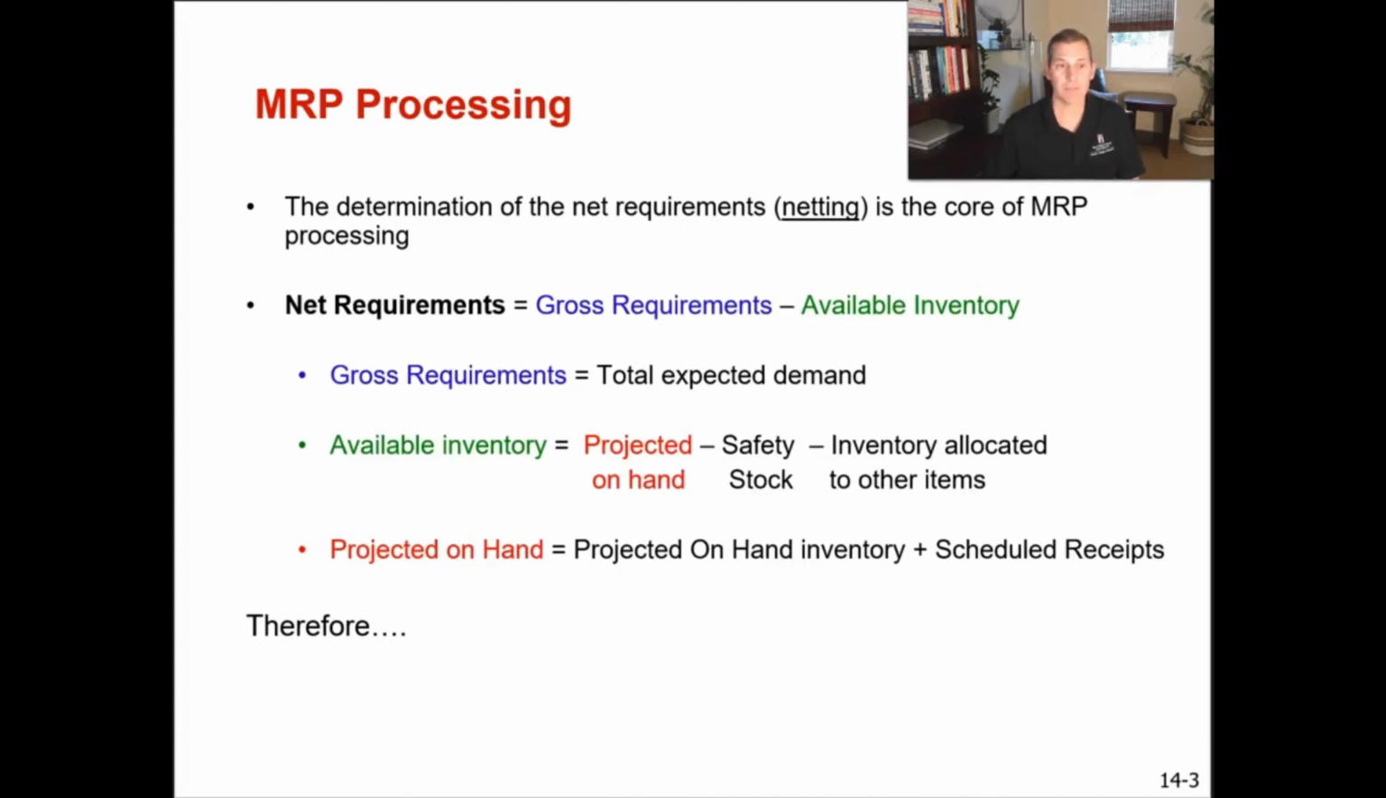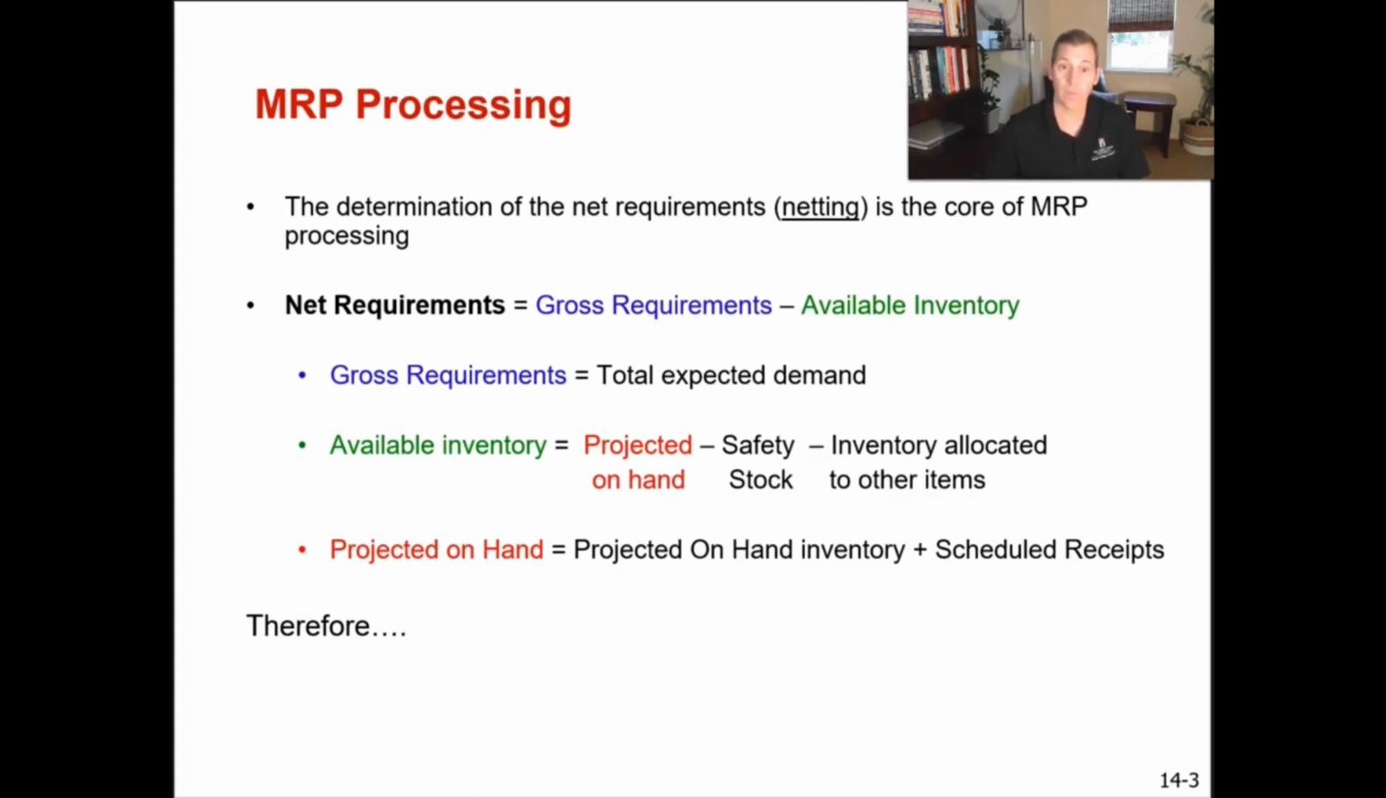So, MRP processing. I have changed this slide multiple times over the years that I've taught this course, and this time I added some color coding, so hopefully it makes a little more sense for you. The reason this is so tricky, even though it's actually quite a simple concept, is that with MRP processing, we are just trying to net out and figure out what our net requirements are. That is the core of MRP processing. We want to find our net requirements.